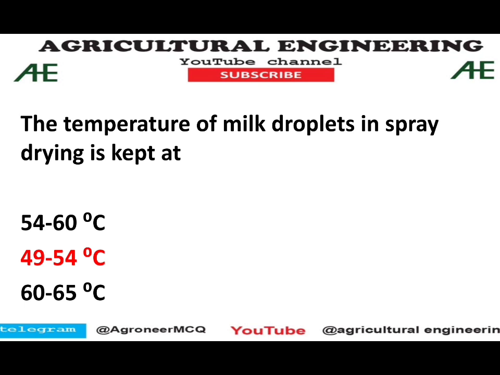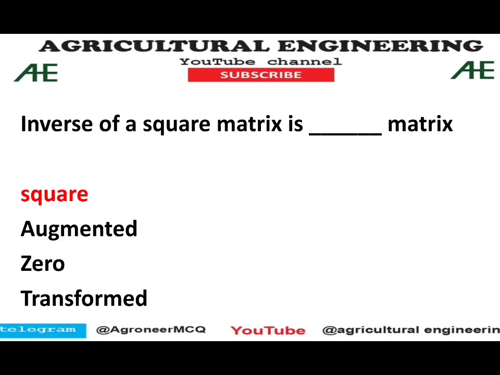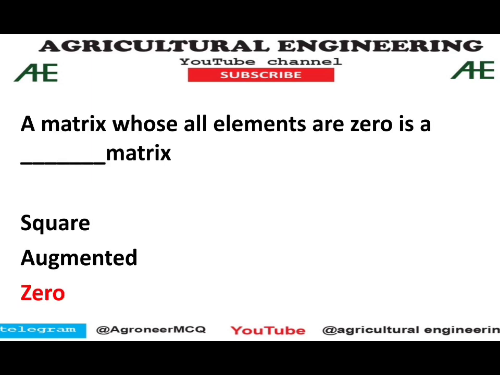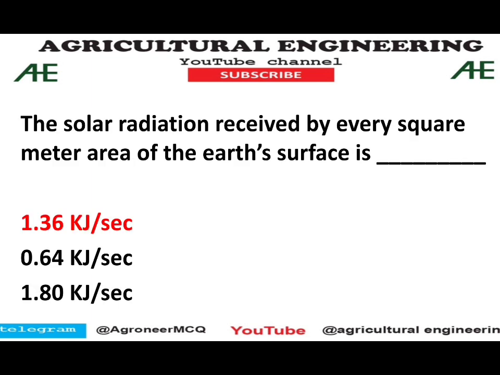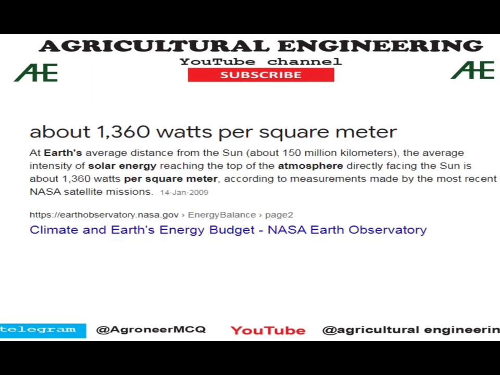The temperature of milk droplets in spray drying is kept at 49 to 54 degrees Celsius. Inverse of a square matrix is a square matrix. A matrix whose all elements are zero is a zero matrix. The solar radiation received by every square meter area of the Earth surface is 1.36 kilojoule per second. From this, we can also search it on Google.